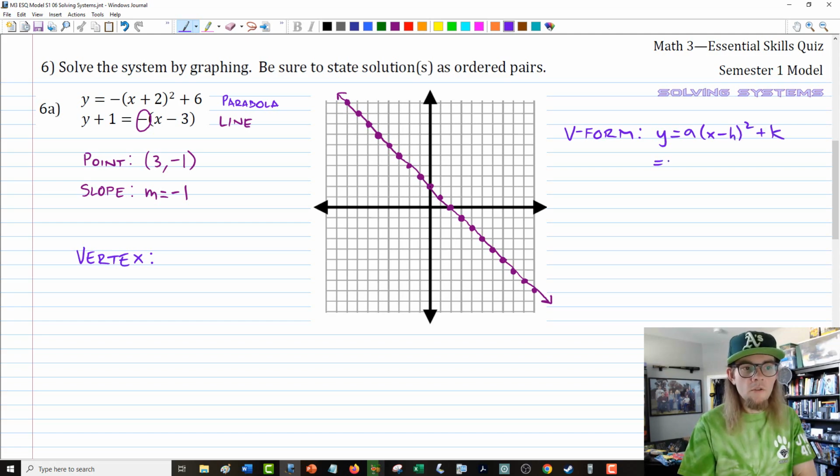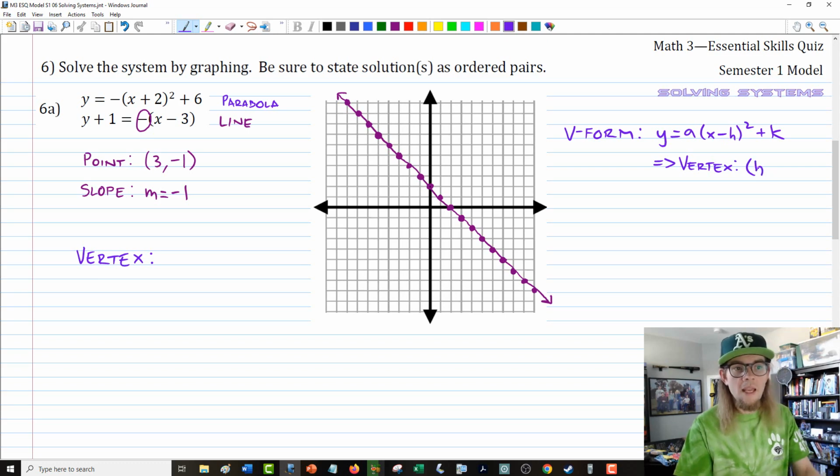And what that's going to do is it's going to give us automatically our vertex. And our vertex is going to be whatever makes the x portion equal to 0. So in this case, that'll be h. Sorry, that looked like a different letter. And then k on the outside. Because obviously if you plug h in on the inside, you're going to get 0 plus k, which is k.